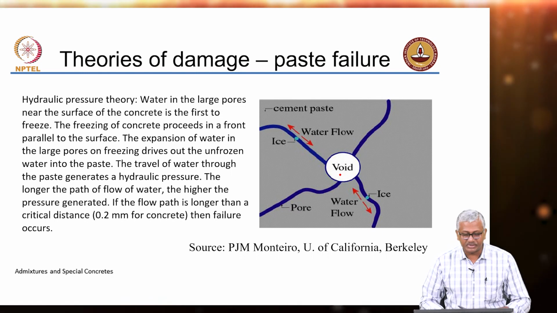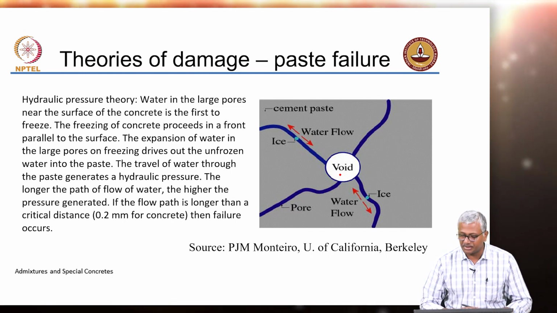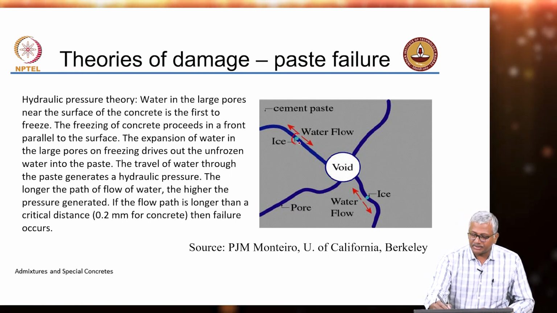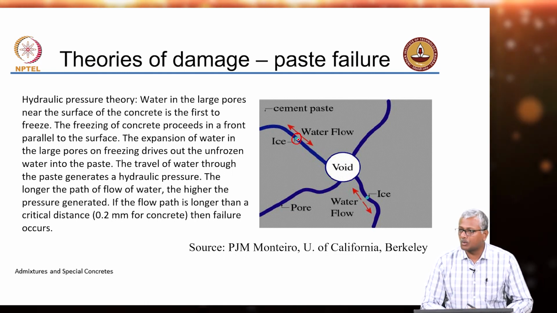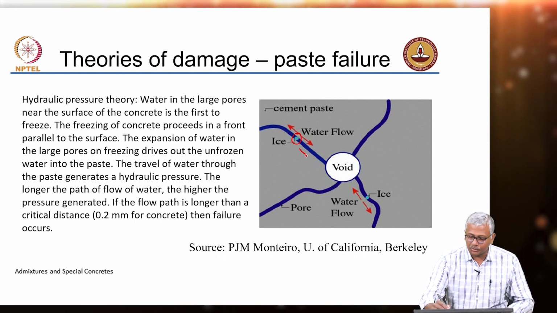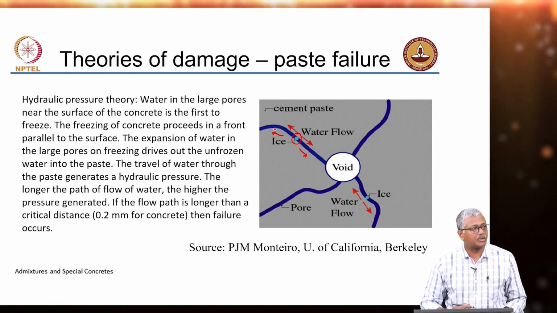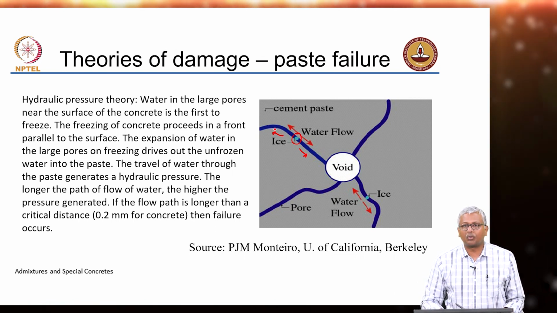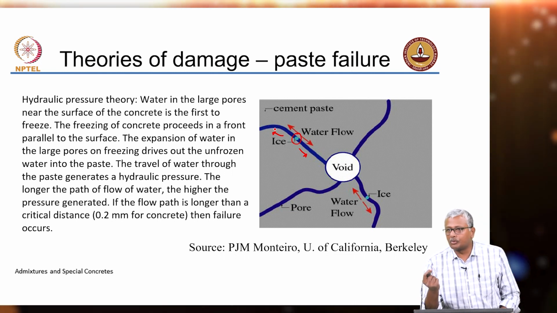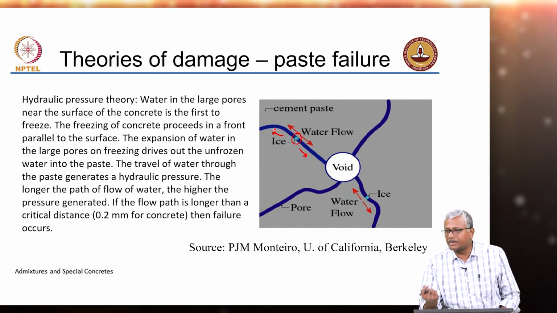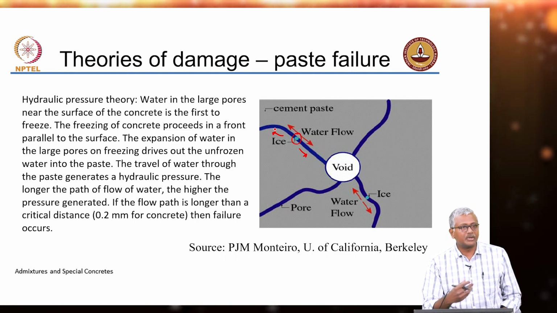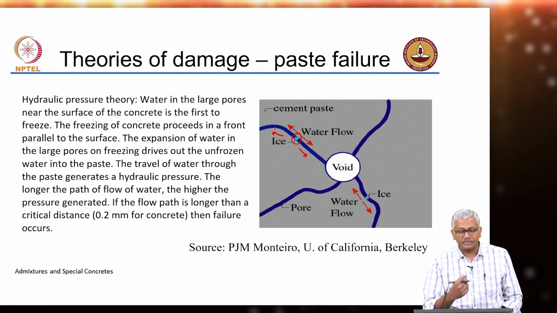So, this was described by what is called the hydraulic pressure theory. As I said, when water in the pores starts transforming to ice, it expands and starts pushing the remaining water in the outward direction from the pore. So, the water is traveling through these extremely small pores where it is held by capillary pressure, and that leads to a strain getting generated in your system.